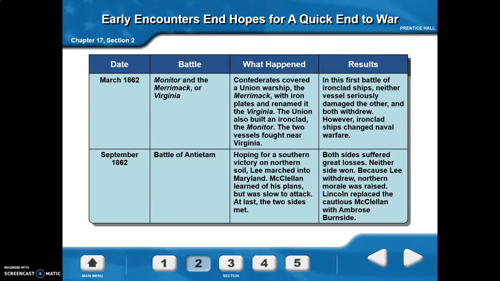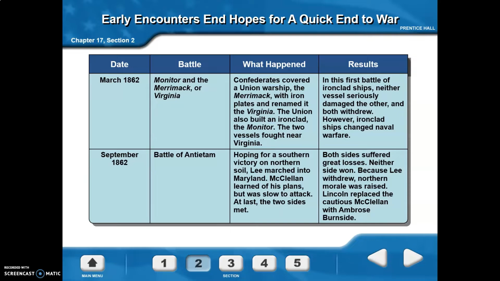Both sides lost a lot of men. Many men were wounded because of this, and there wasn't a clear victor because Lee withdrew, and because of that, Northern morale was raised. People were given hope that the North could win this. Lincoln, however, was mad at McClellan for his slow tactics, his cautious nature, retreating his troops. He did not like that. He wanted a strong person on the job.